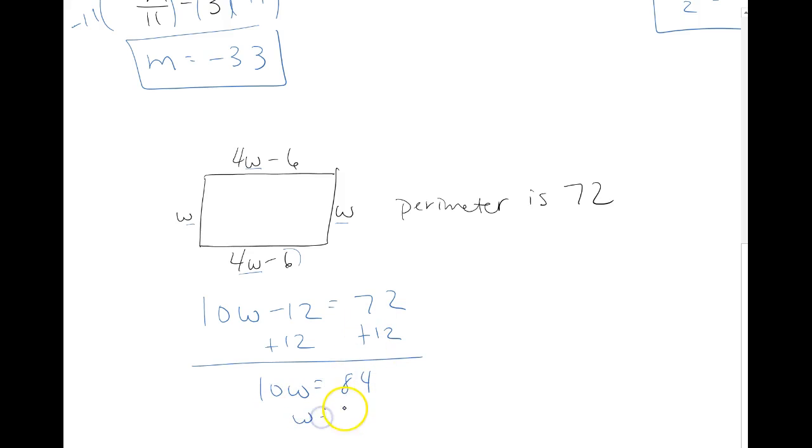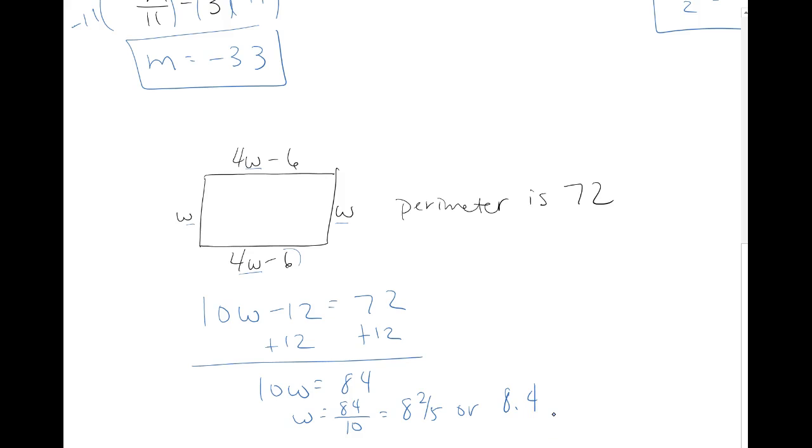So my W is 84 over 10, 8 2/5, or 8.4. I don't know how you want to write it. There's a bunch of ways to write it, but that'll be my width, okay?